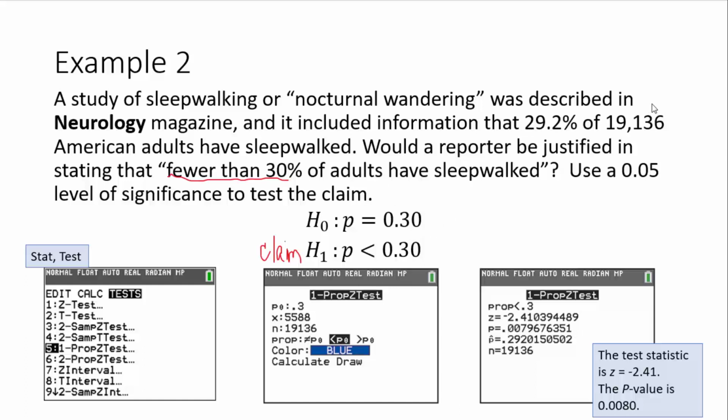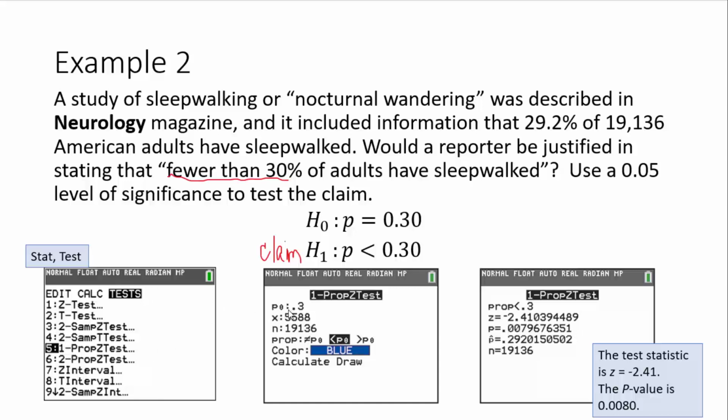Once again, I have my values that I'm going to need. I kind of like this way of going through it because I don't have a lot of stuff I have to calculate ahead of time. I go to Stat, Test. This time I'm just testing the proportion, one prop Z test.